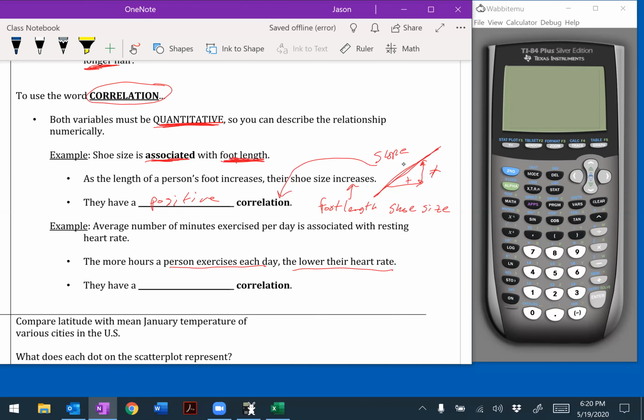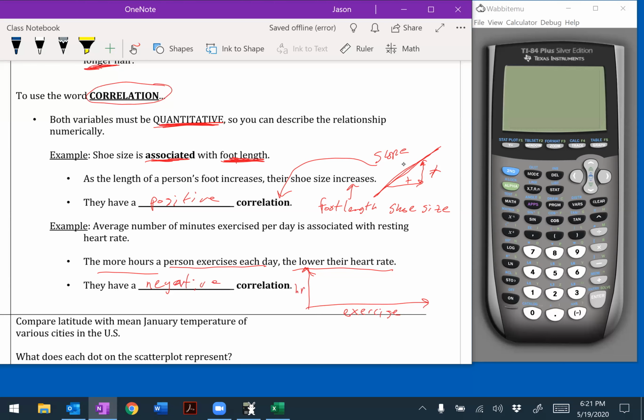Okay, they have a negative correlation here, negative. Now, why is that a negative? Because the more a person exercises, so exercise is going to be my x-axis, the lower their heart rate. So this will be exercise. How do you spell exercise? There it is, exercise. Yeah, I did it right. Okay, exercise, and this is going to be heart rate, right? So exercise versus heart rate.